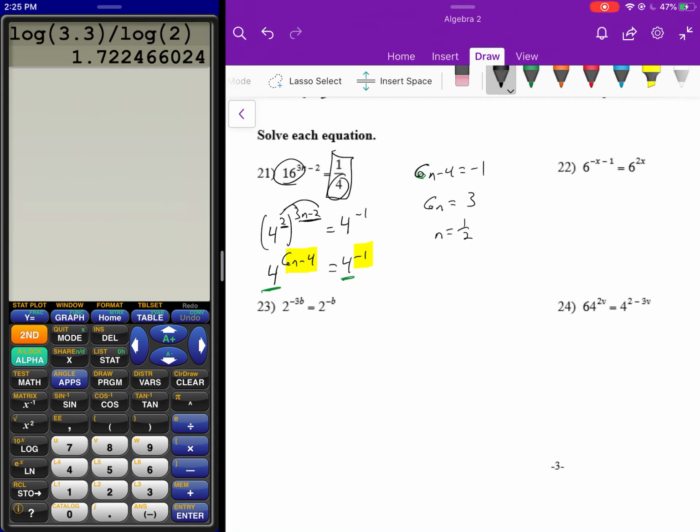So in number 22 and 23, they already have the same base, 2 and 2, and then in number 23, 6 and 6. So, for example, in 22, we can write negative x minus 1 equals 2x, because the bases were the same, so the exponents have to be equal. Down here for 24, you would probably want to rewrite this as 4 cubed.